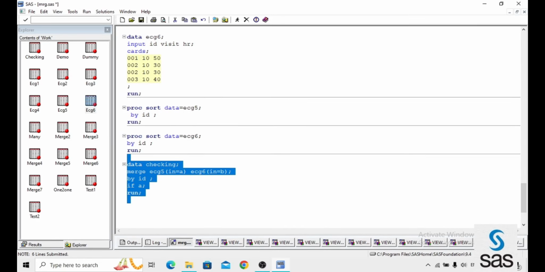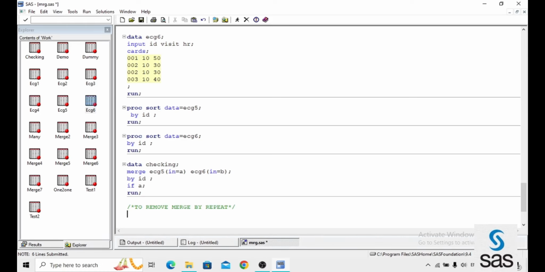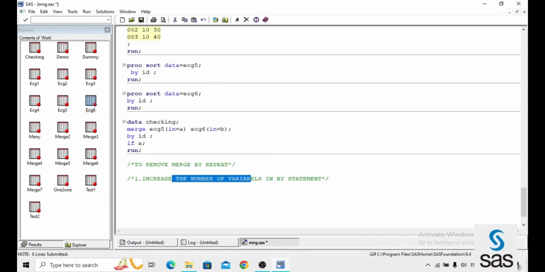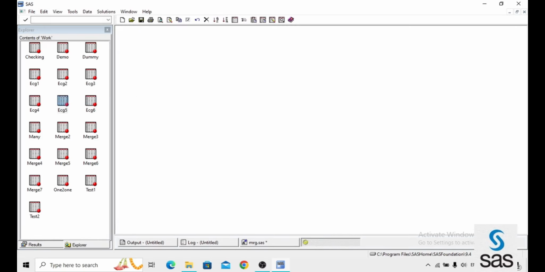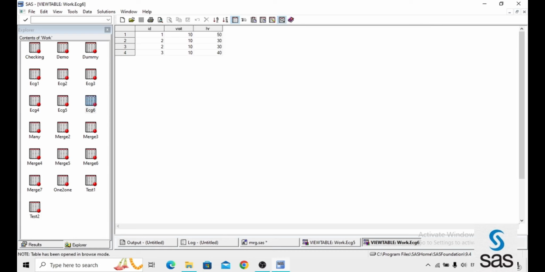Then what do we do for removing that merge by repeat? There are mainly two ways to remove it. First one, increase the number of variables in the by statement. Why? What is the purpose of increasing here? This is ECG5, this is ECG6, and when we get merge by repeat, if it is a one to many, here only 1, 2 is there, and here there are 2's in another data set. In this situation, what is the first solution? We have to increase the number of variables.